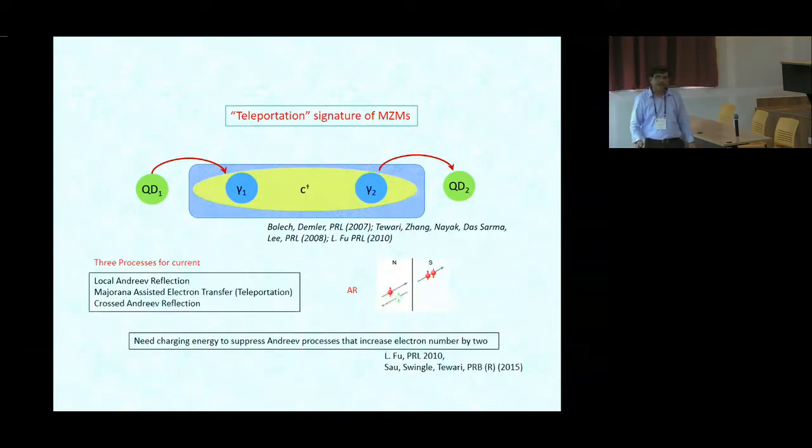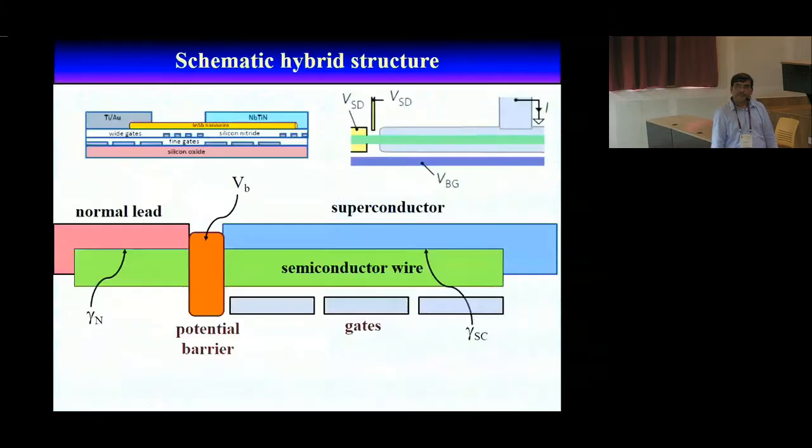And then, of course, if you have a local Andreev process, you can also have a crossed Andreev process where the electron comes from this side, the hole gets reflected not from here but from here, and in the process you inject two electrons into the superconductor. These are three processes, and in most cases the first one is going to dominate. If you want to see the second one, then you have to somehow suppress the first one.